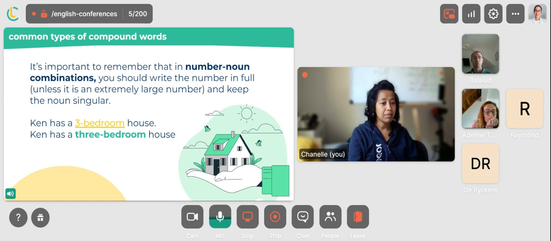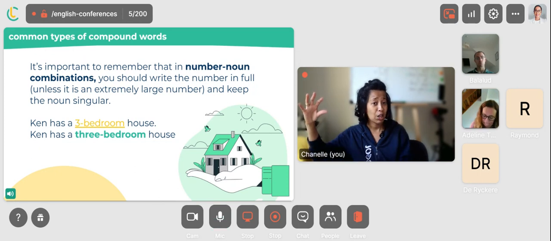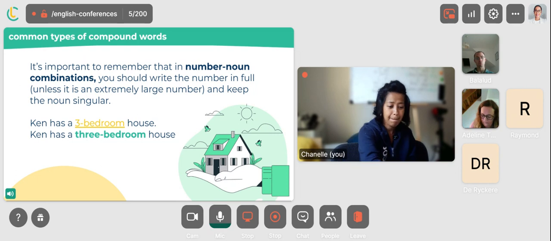It's important to remember that in number-noun combinations, you should write the number in full unless it is an extremely large number, and keep the noun singular. For example, I can say, Ken's house has 3 bedrooms. Or I can say, Ken has a 3-bedroom house. We need to write the word completely.